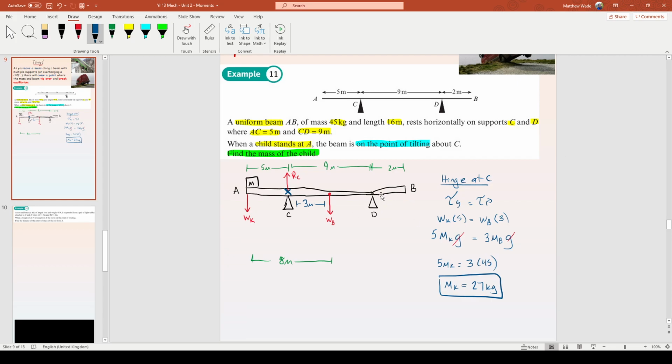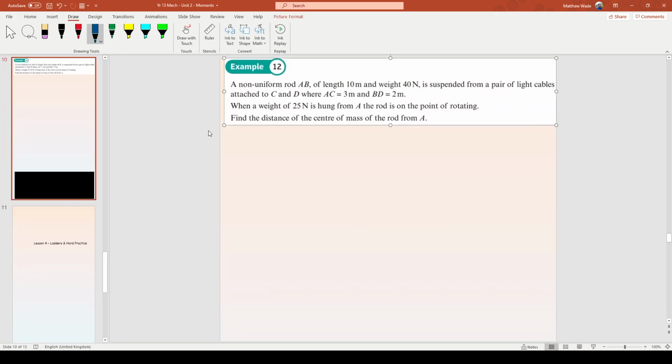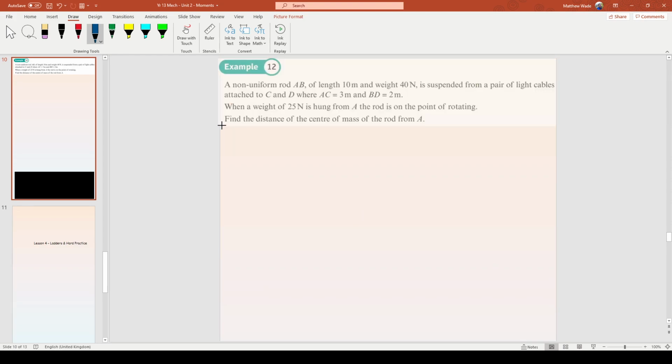The only skill that you needed to know then was just that if something's on the point of tilting, it just means that it's not going to have a contact on the other force, on the other support. Cool. So with that in mind, let's just see if you can do this one all by yourselves. This one is harder, but I'll bet you probably have your head around it enough to try to solve.